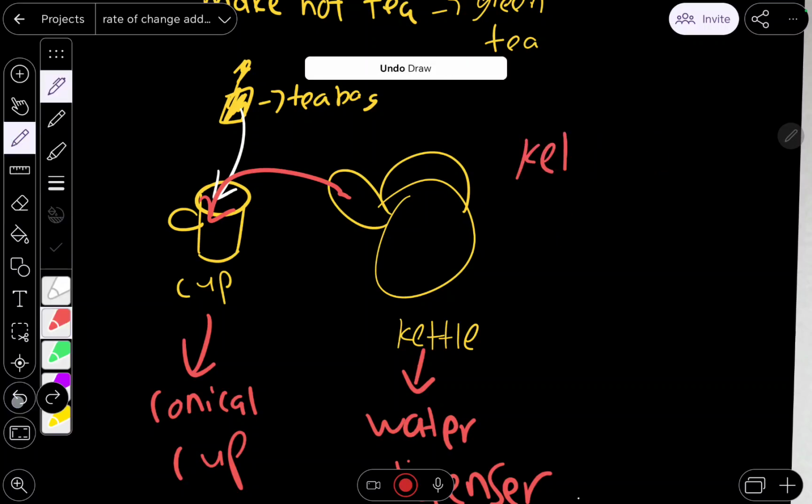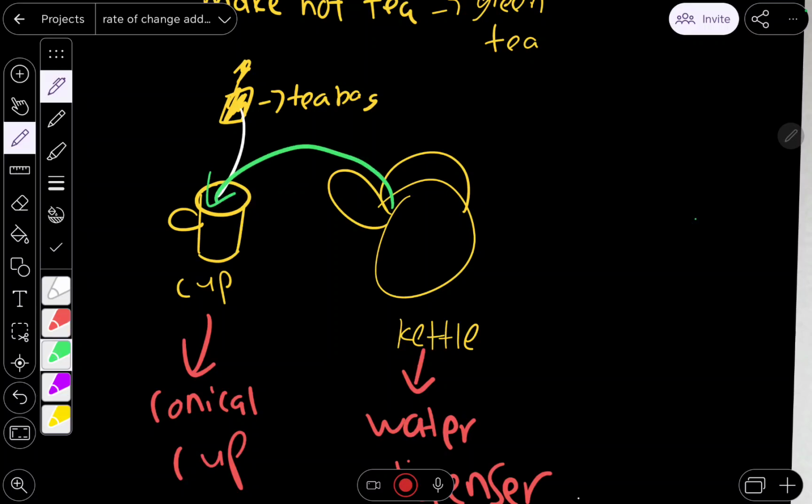Actually, now I'm just gonna delete and I'm gonna write in the new color. Oh, yep, this one can. Okay, so when you pour water into the cup from the kettle, can we say that the kettle is losing water?